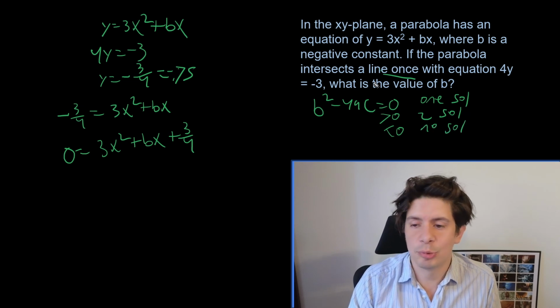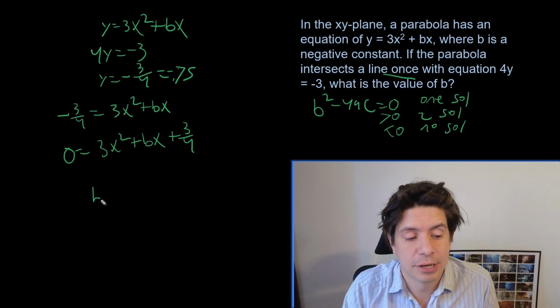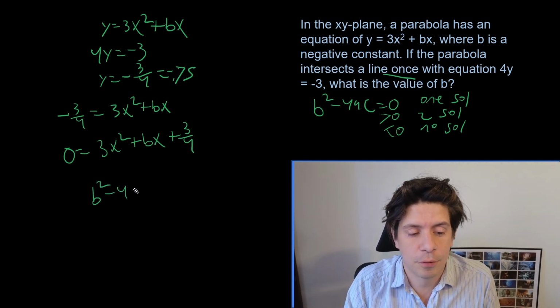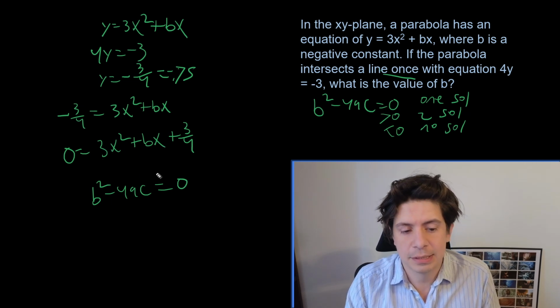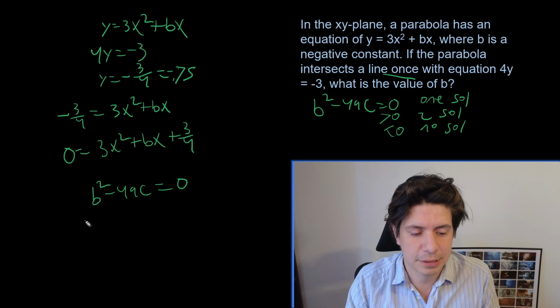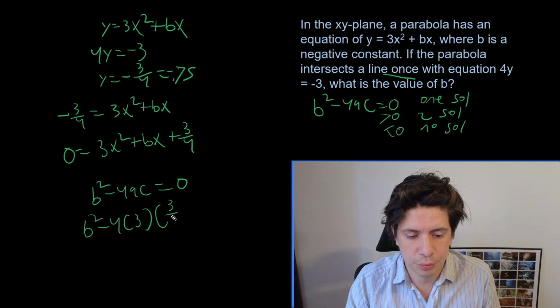So in this case, we want one solution because it intersects once, right? The solution is where they intersect. So we're going to have b squared minus 4ac equals 0, and we're going to plug in the values here. So a is going to be 3, c is going to be 3/4, and b squared is going to be b squared. So b squared minus 4 times 3 times 3/4 equals 0.